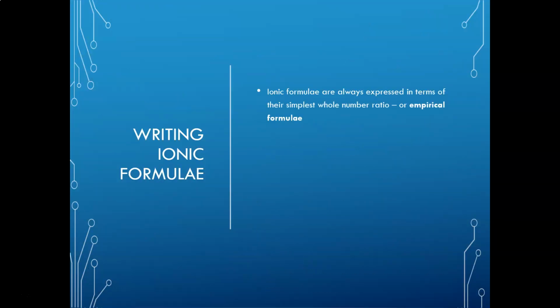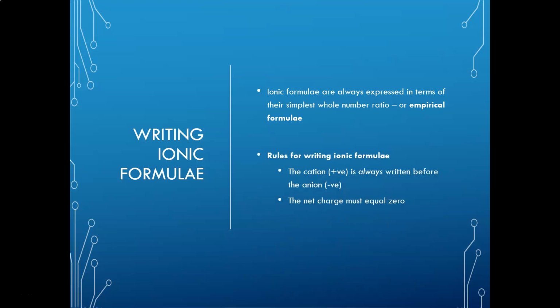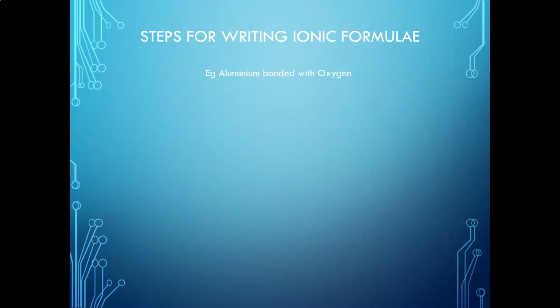Okay, the last thing we need to learn is how we write ionic formulas. Ionic formulas are always expressed in terms of their simplest whole number ratio, or that empirical formula that we spoke about just now. We've got a couple of rules for writing the ionic formula. The cation, the positive ion, is always written before the negative anion, and the charge must always equal 0. What do we mean, guys?